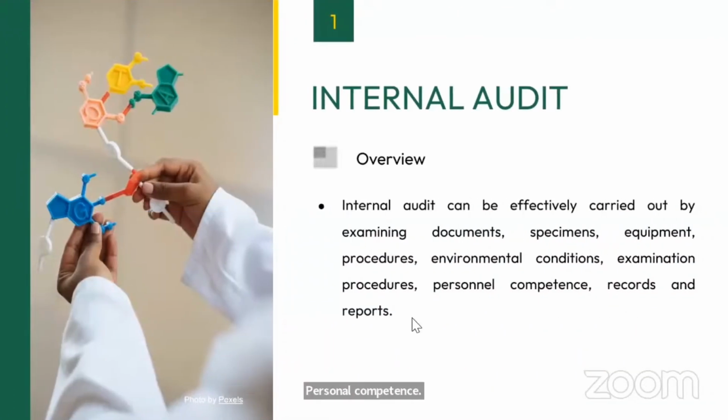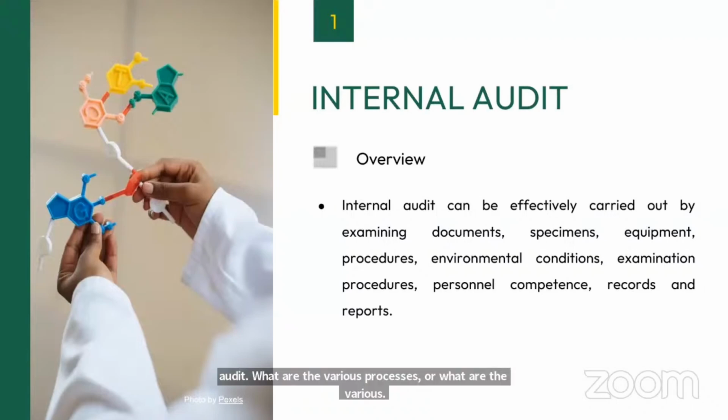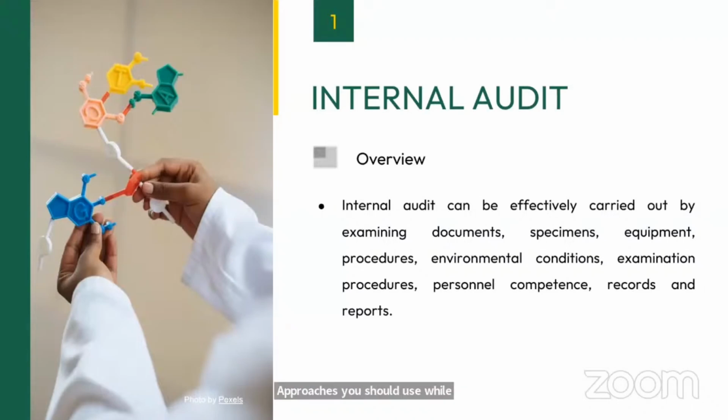records and reports. Now, what are the different methodologies or components involved in internal audit? What are the various processes or approaches you should use while performing the internal audit? It should not be based solely on observations. It should not be based solely on oral communications, and it should also not be based solely on review of documentation. So it should be a combination of your observations. It should be a combination of reviewing the documents.